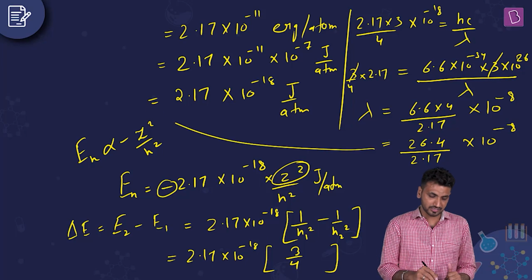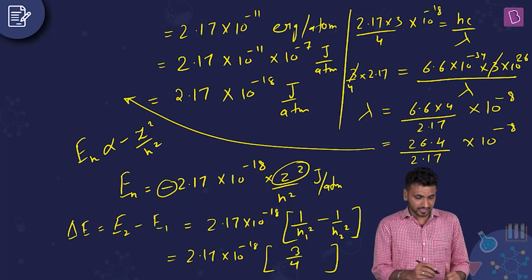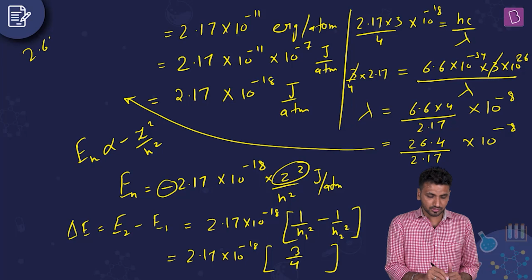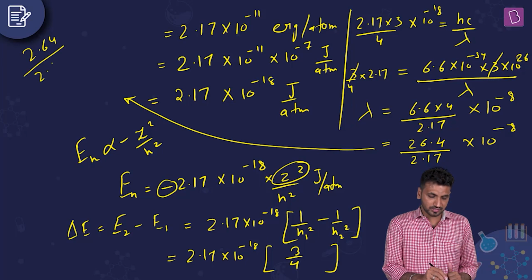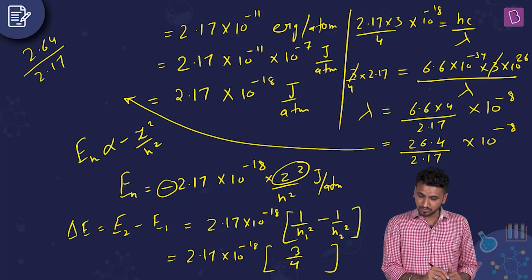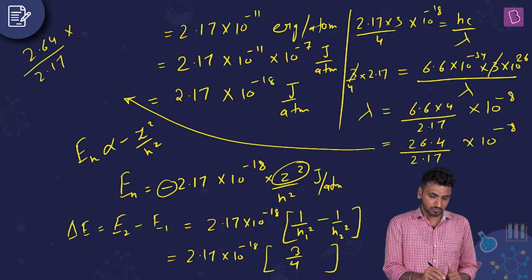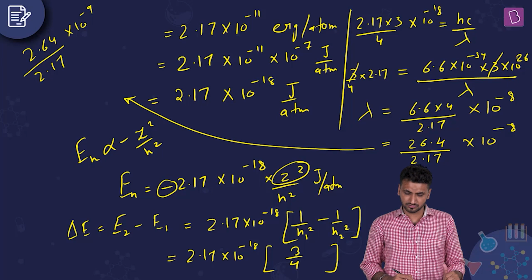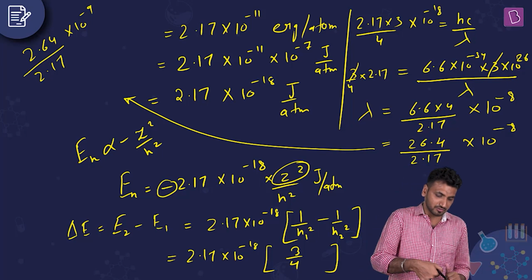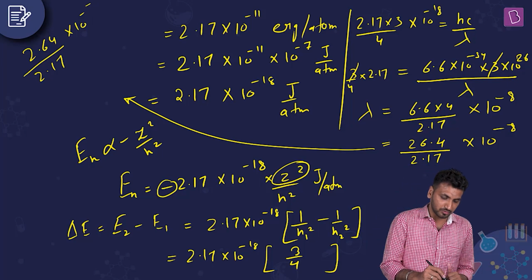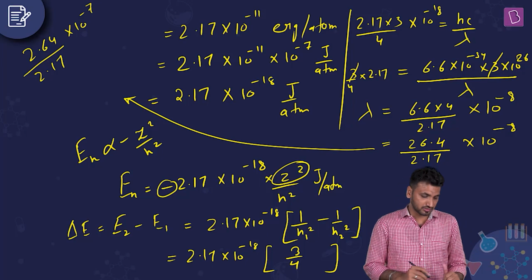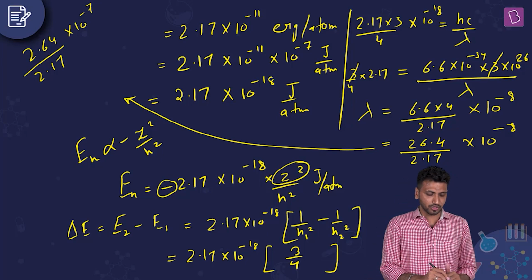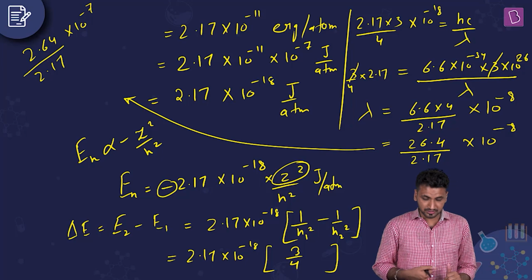Let me take this here. So can I write it as 2.64 upon 2.17 into 10 raised to power minus 9? Make sense? Minus 9, minus 7. This will be minus 7. Don't commit a mistake at this point. So this is like 264 upon 217, and we have to do this calculation.